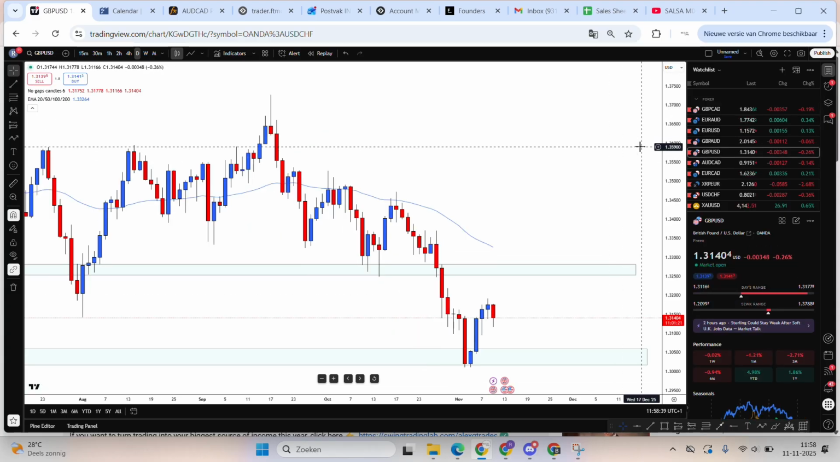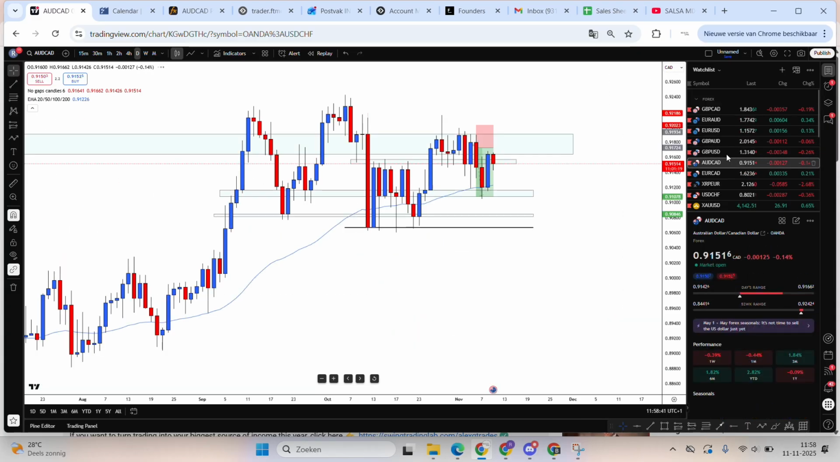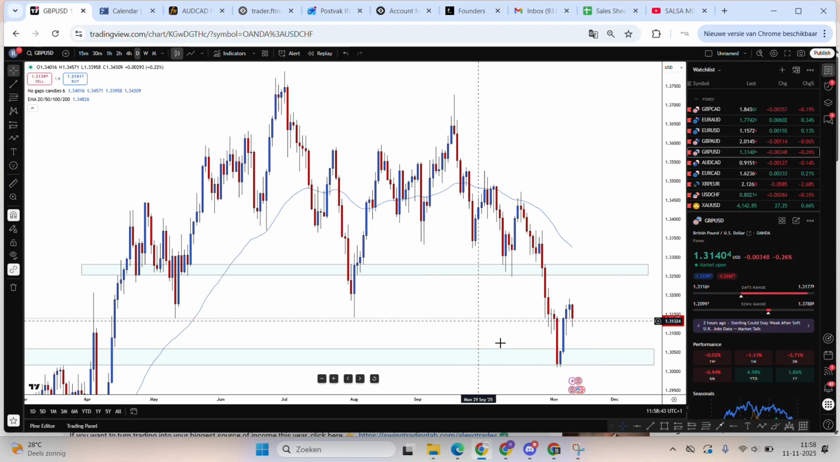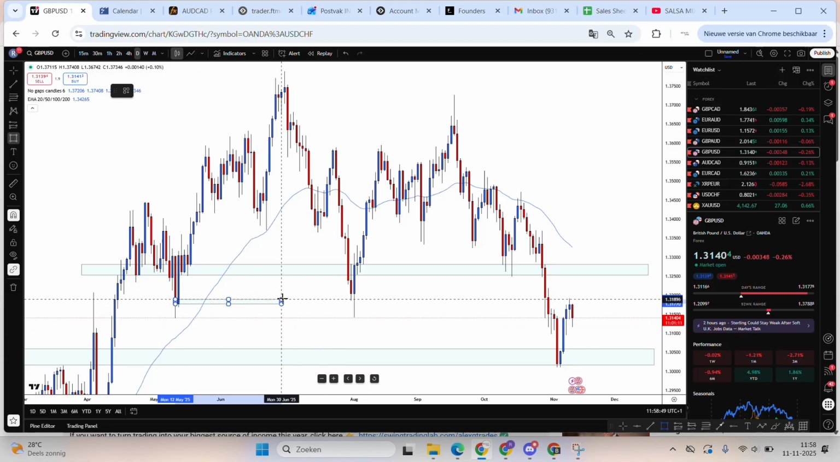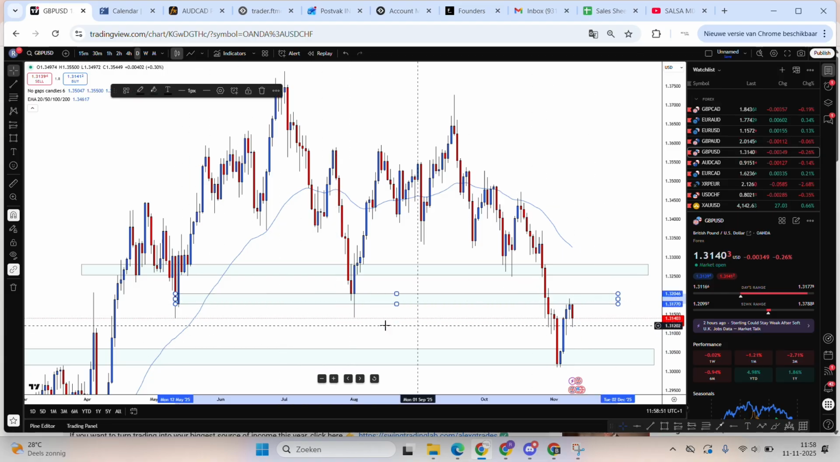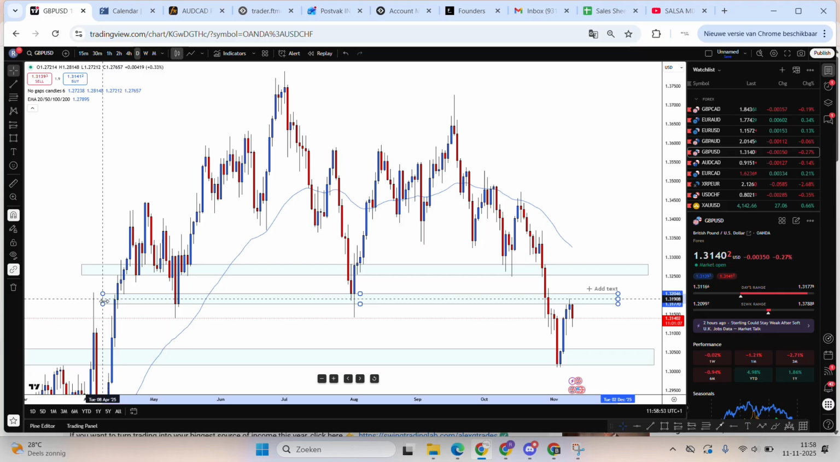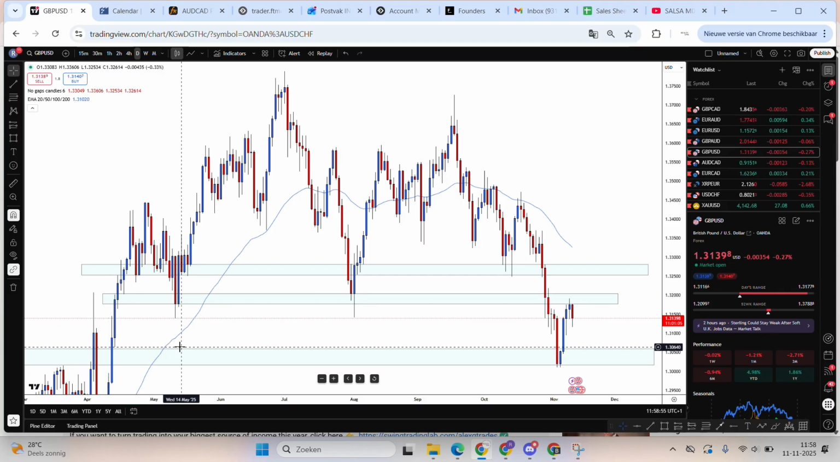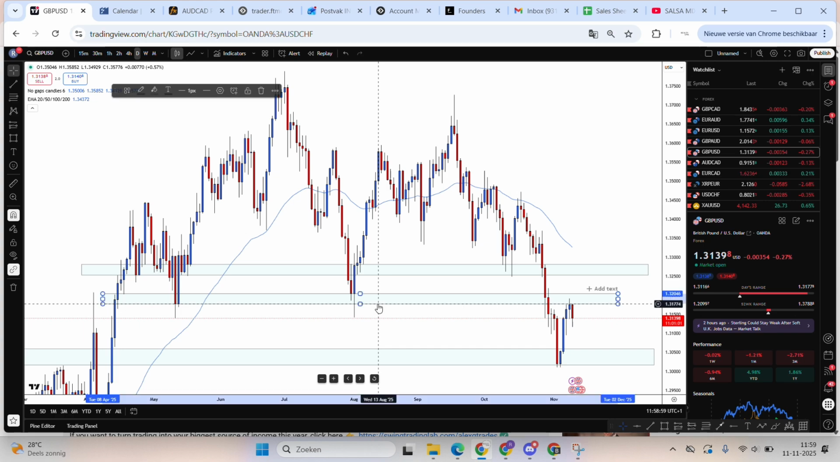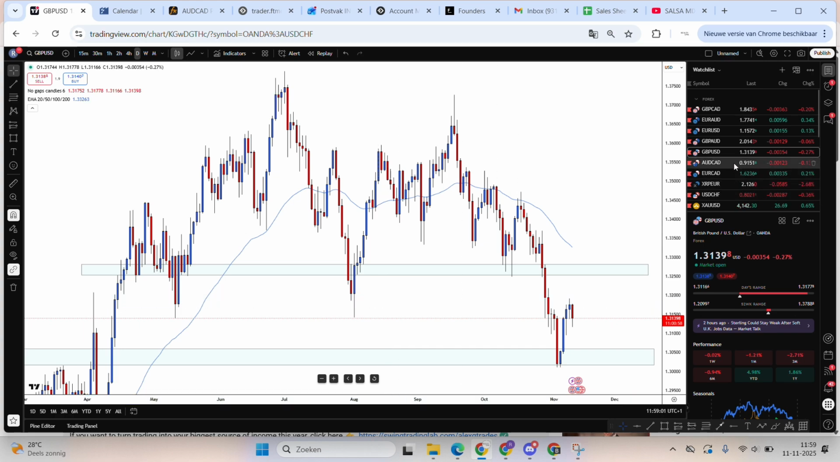GBP USD is still not in the zone, but I see a possibility here that maybe price will see this as a zone. Something like this. Boom. That is possible, but I prefer to have 3 touches and this is 2 touches, so I'm not drawing this on my TradingView.